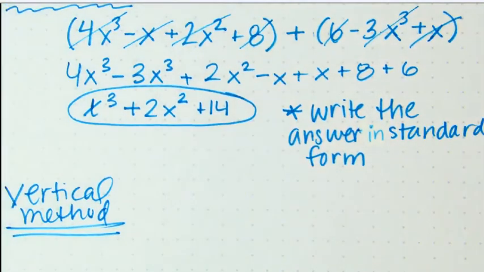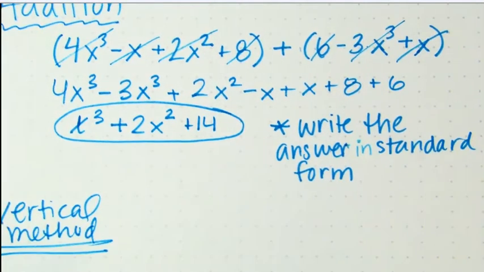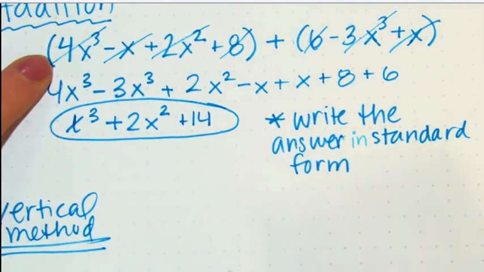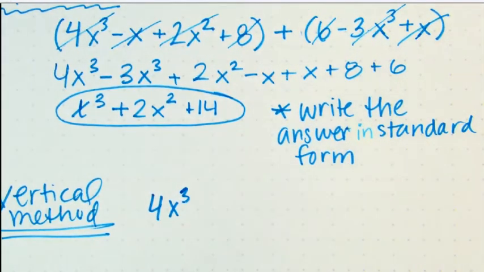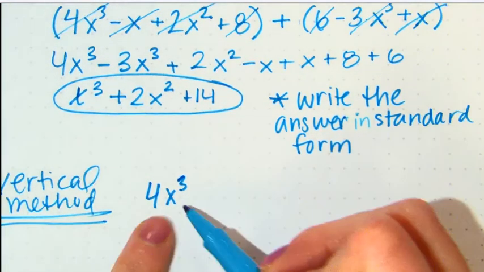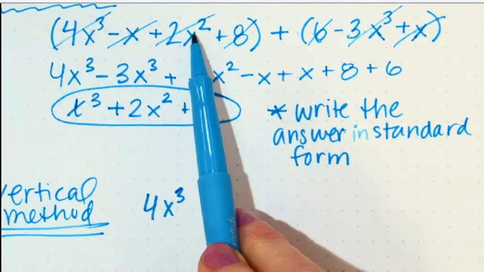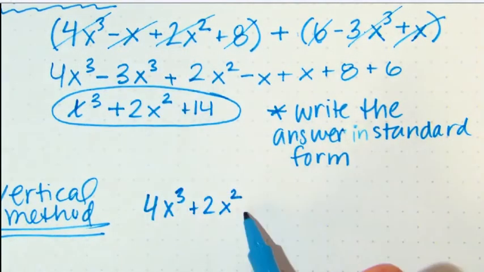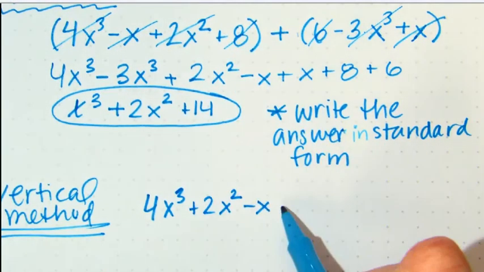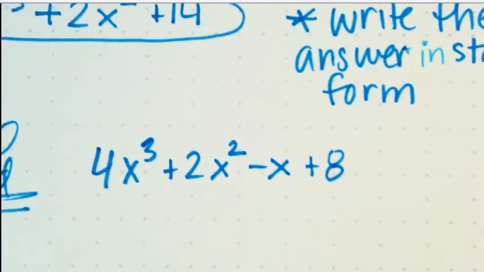And I'm going to take the same exact two expressions, but I'm going to stack them by exponent. Okay, so I'm going to take 4x to the third. I'm going to put them in standard form as well, just to keep everything organized. You don't have to, but it does help. So for my first expression, I'm going to take 4x to the third plus 2x squared minus x plus 8. So I'm rewriting it in descending order based on exponent.